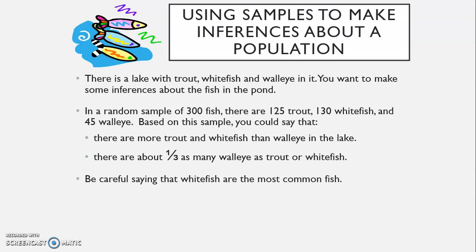So, why do we have to be careful about saying that whitefish is the most common fish? Because when you look at it, you see that whitefish is the largest number of fish, right? So you're immediately going to think, okay, whitefish is the most common. But take a second, pause the video, and really think about why it could be not correct to say that whitefish is the most common fish.